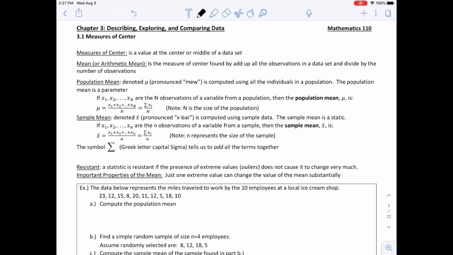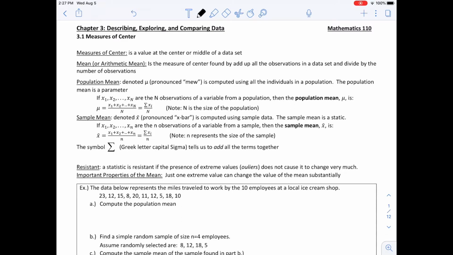We are in Chapter 3, Describing, Exploring, and Comparing Data. Section 3.1 is Measures of Center. A measure of center is a value at the center or the middle of the data set. One way of discussing that is using a mean, or an arithmetic mean.